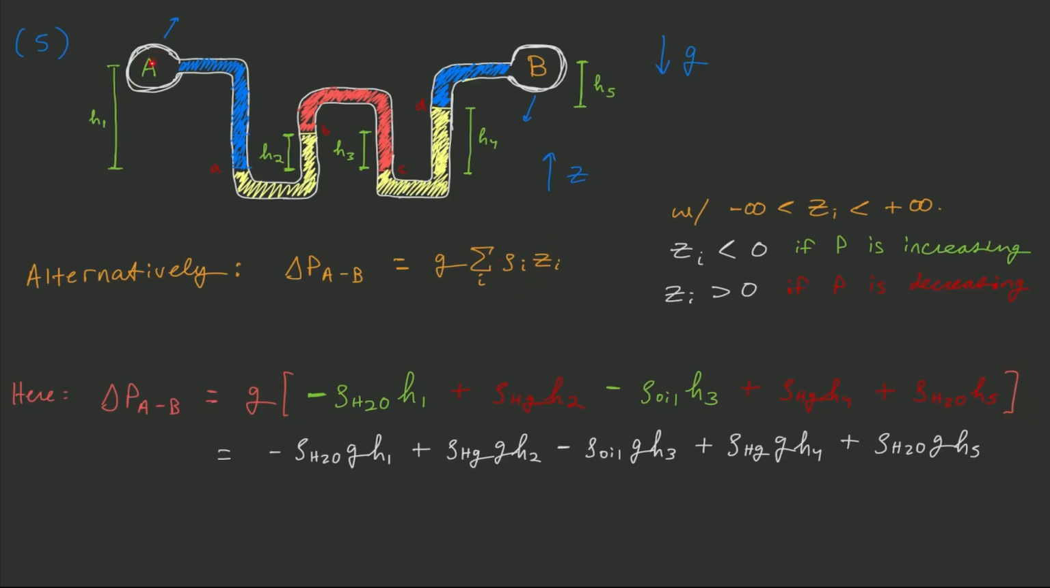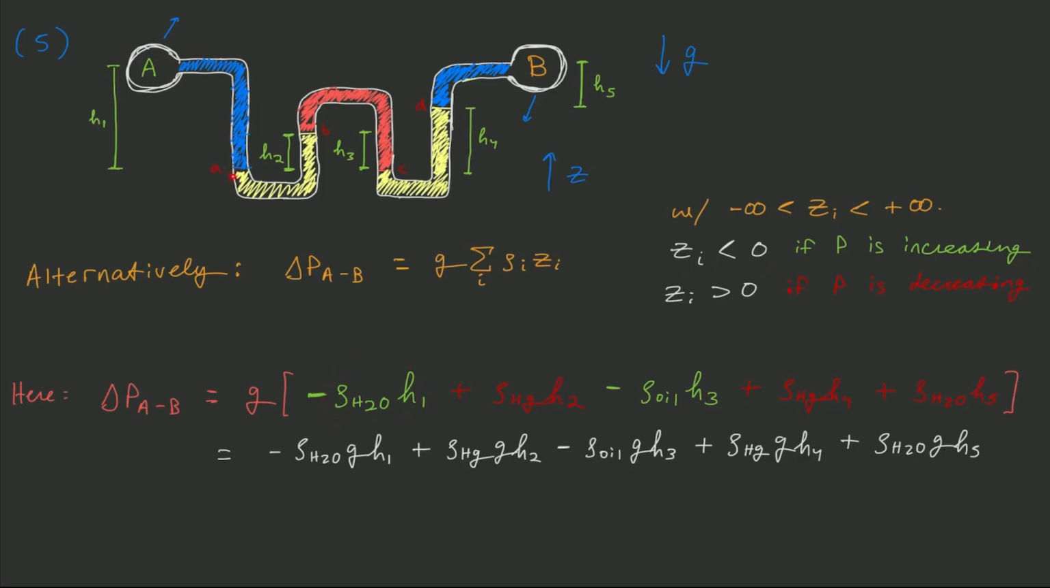So if we're starting at A and working our way along the manometer to B, we say, okay, if I'm going from P big A to P little a, I know that my pressure is increasing. My pressure at little a is greater than my pressure at big A. So since my pressure is increasing, my z_i is negative. So then I say, okay, this is water, so what I have is negative rho_H2O times h1.